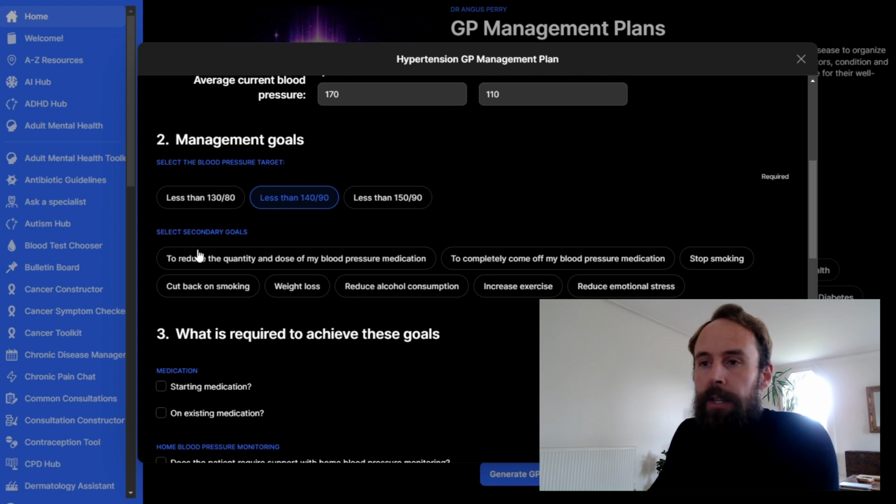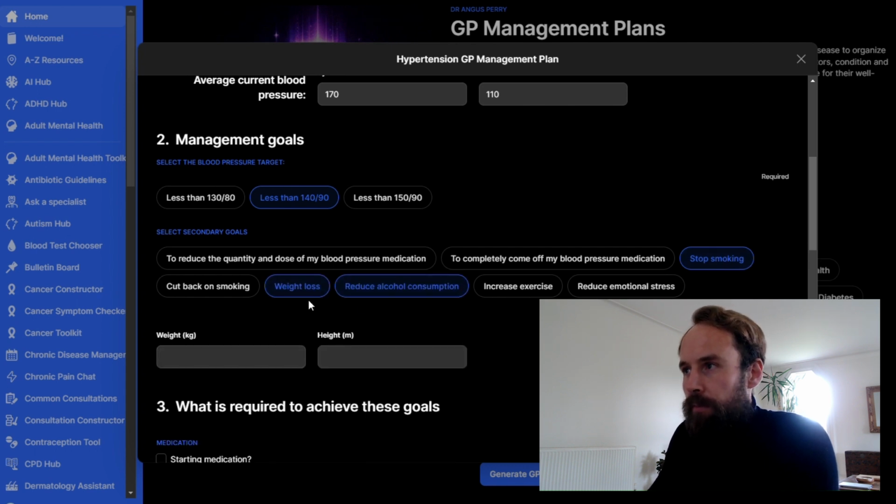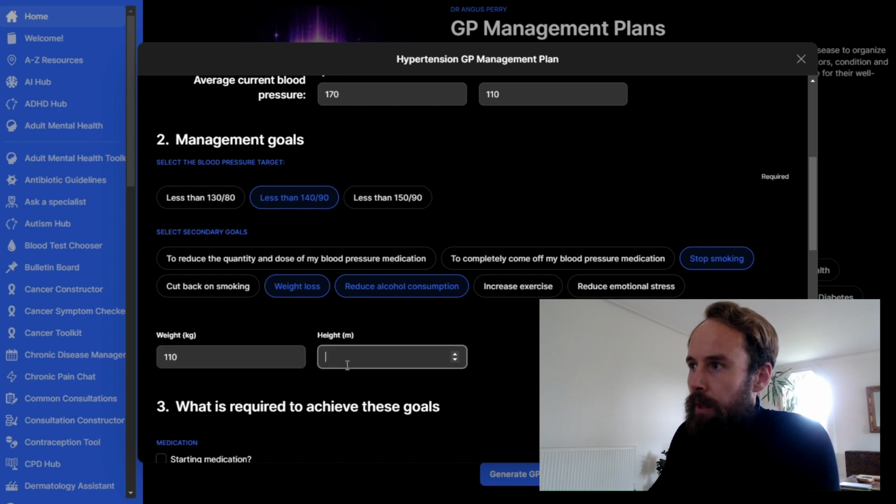Then, what are their secondary goals? Well, it may be that they want to stop smoking. They may want to reduce their alcohol consumption, and they may want to lose some weight as well. If they want to lose some weight, what's their current weight? So let's say they're 110 kilograms and they're 1.8 meters.